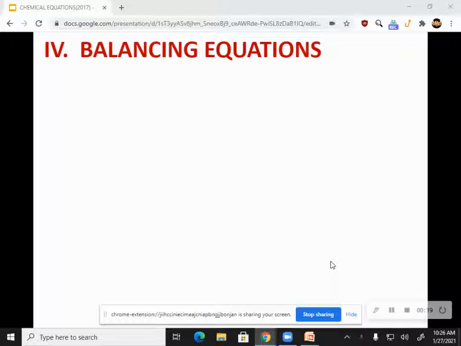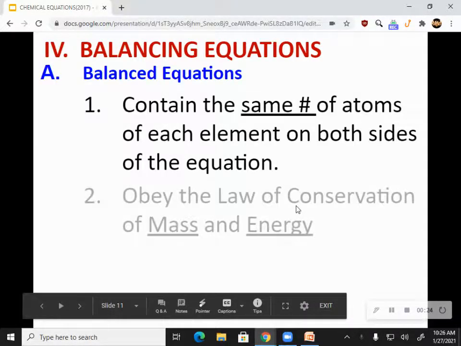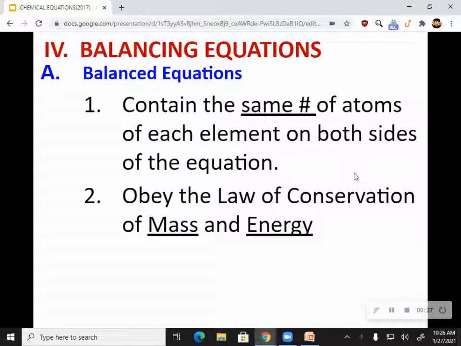So balancing equations is when we figure out if both sides contain the same number of atoms of each element on both sides of the equation. We have to obey the law of conservation of mass and energy. Energy has to go somewhere during a reaction. It is either endothermic or exothermic, like we talked about with the first set of notes. It either goes into the reaction to create something new, or it is released out of the reaction. So mass has to stay the same as well, so the number of atoms has to be consistent on both sides.